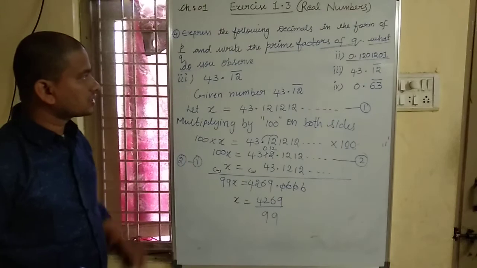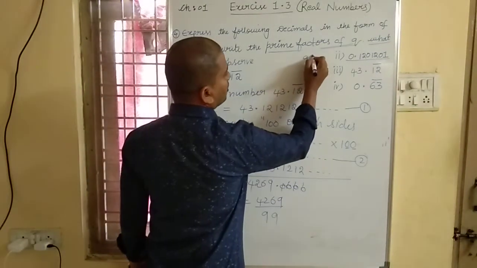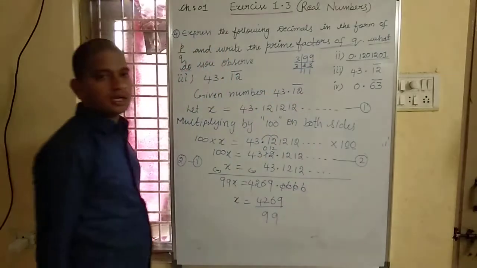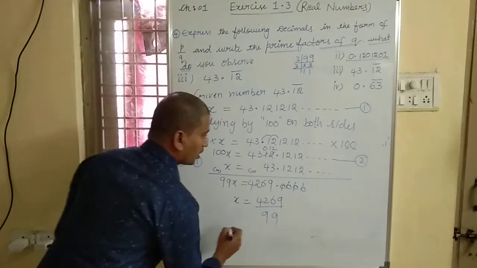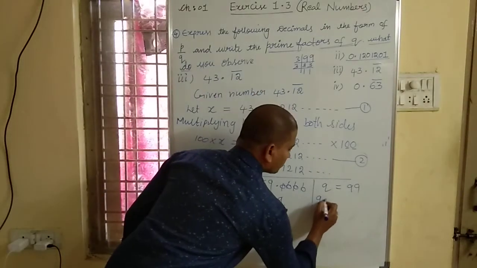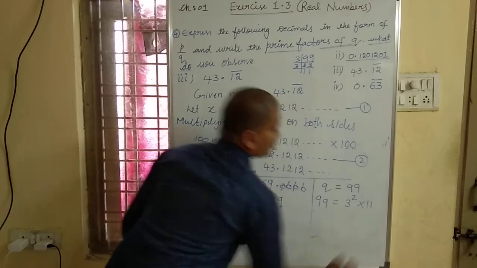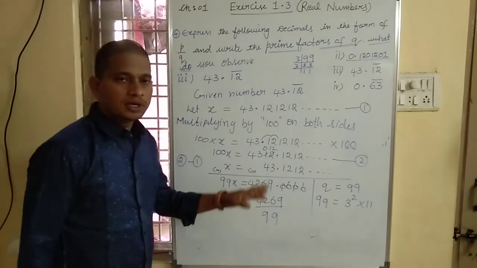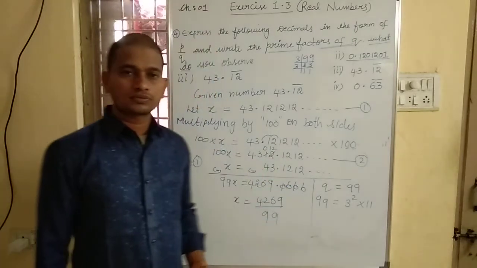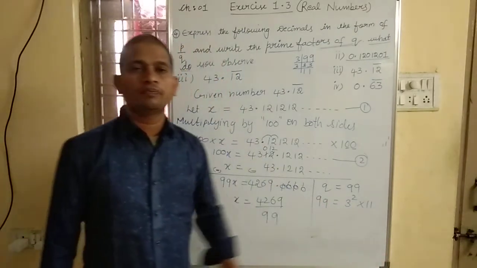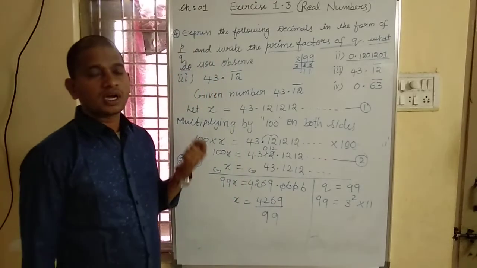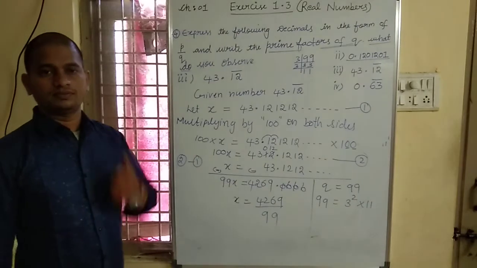And what about the prime factors of q? Our q is 99. Here the denominator q is 99. 99 I can express as 3 square into 11. I mean the denominator q is not in the form of 2 power n into 5 power m. I mean it is a non-terminating repeating decimal form. Non-terminating repeating. We observed that, right?